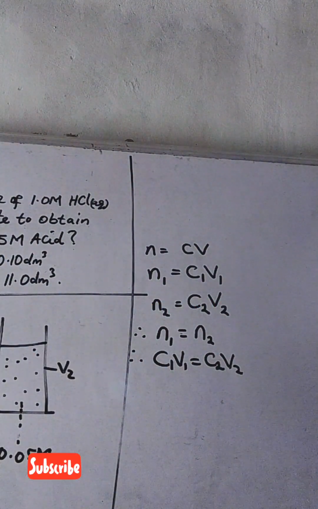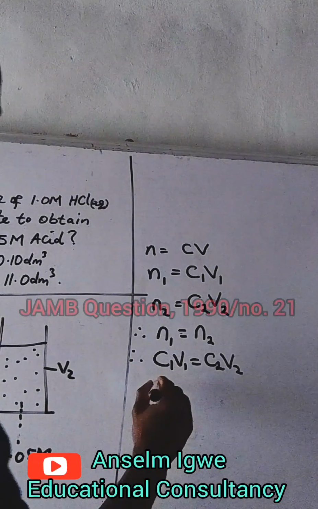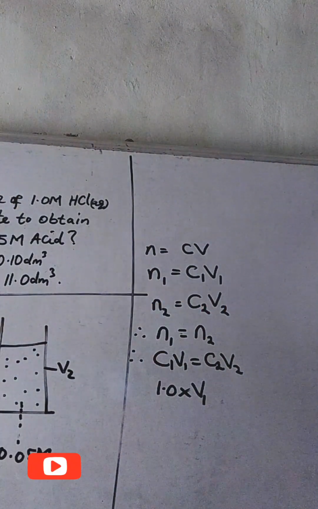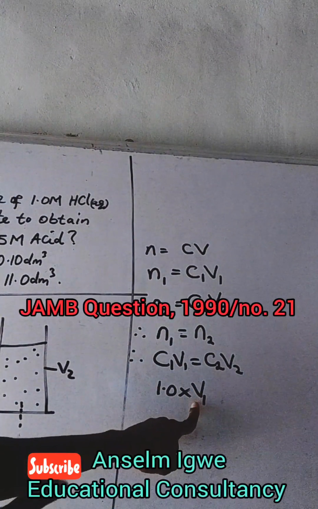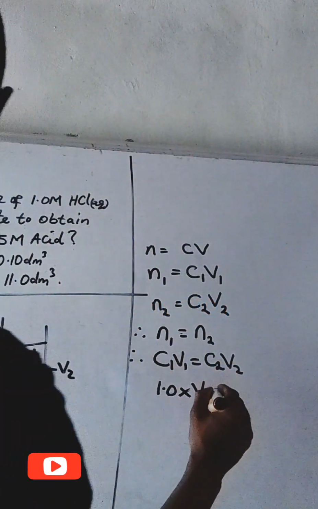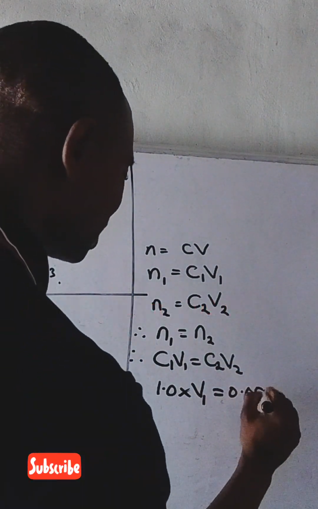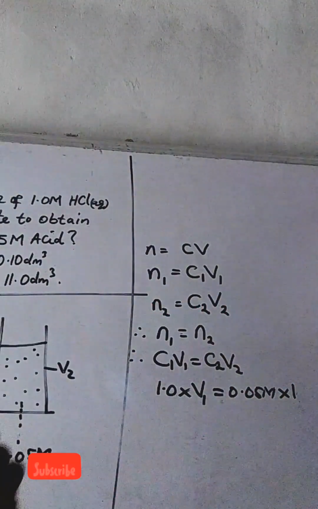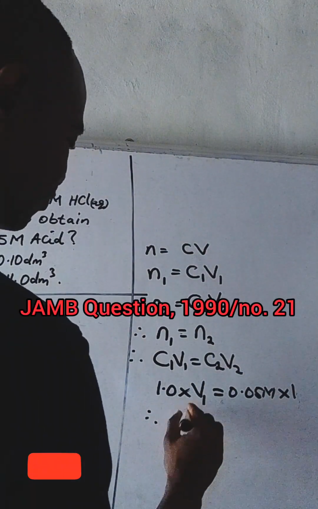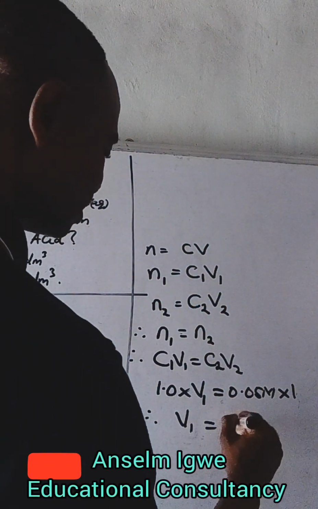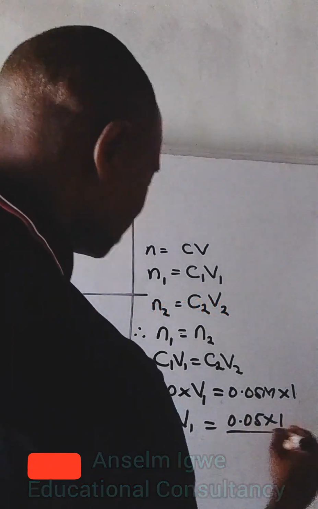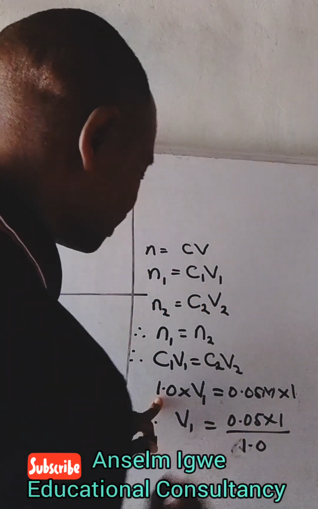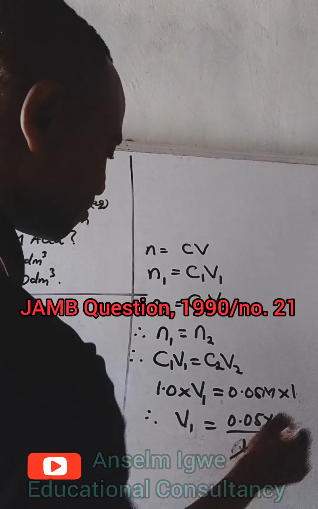C1 from the question is 1.0 molar. But we don't have V1. That is the question. It says, what volume will be diluted? C2 is given as 0.05 molar. And V2 is 1 dm cube. Therefore, V1 will give you everything here: 0.05 times 1, divided by 1.0. 1.0 and 1 are the same, they cancel.